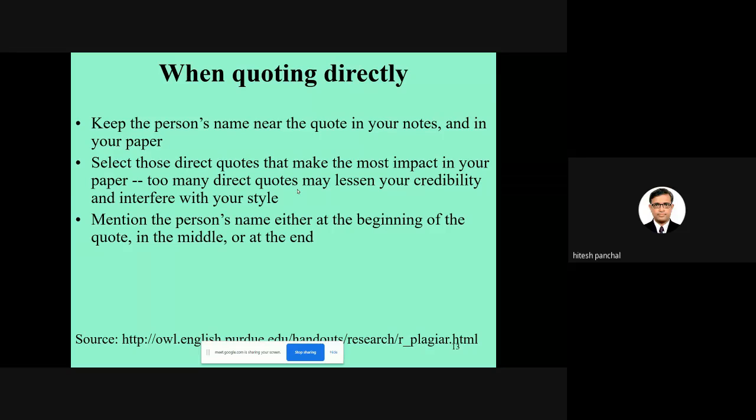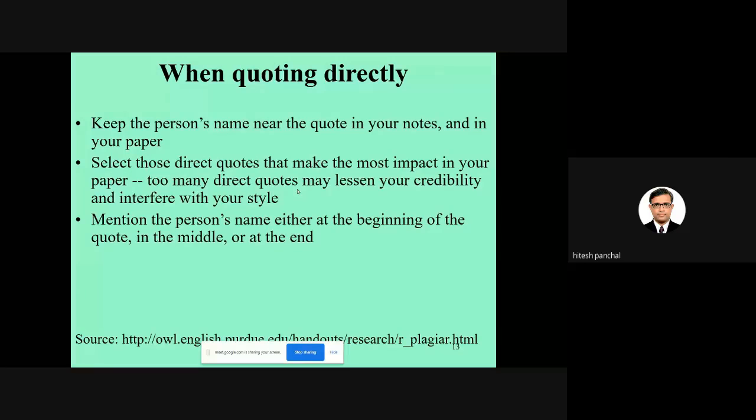Then mention the person's name either at the beginning of the quote, in the middle, or at the end. Like Panchal et al. It means Panchal and others. Then I will put the year, 2011, have studied the use of different storage materials in the solar still. So that is the proper way. And if you use the same thing, definitely your sentence will not be found in plagiarism. There is also some hands-on practice, so you will understand clearly regarding quoting.